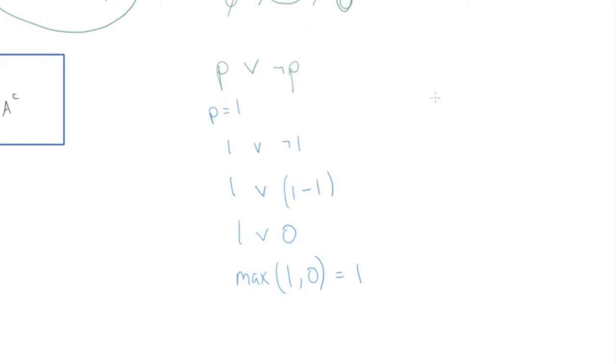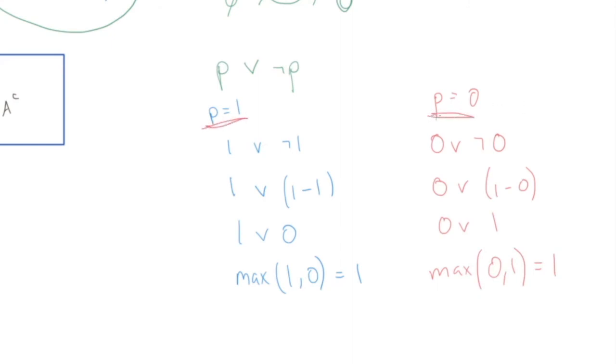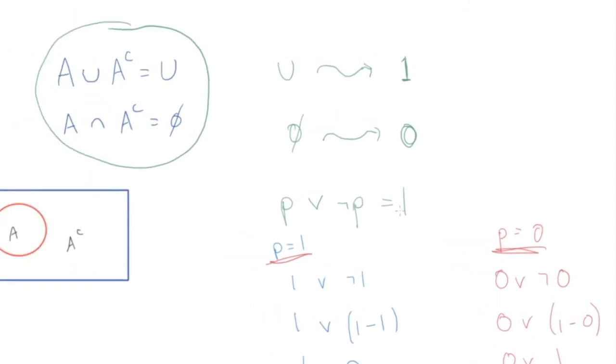What if we had the same sentence, P or not P, but P equals 0? So now we have 0 or not 0. We know that not 0 is 1 minus 0. So we have 0 or 1, and then we know that or is the max value of 0 or 1, which equals 1. So regardless of whether P is 1 or P is 0, the answer is always 1. So P or not P equals 1. And just scrolling back up here, we can see a clear correspondence between the statement P or not P equals 1 and A or A's complement equals the universe.